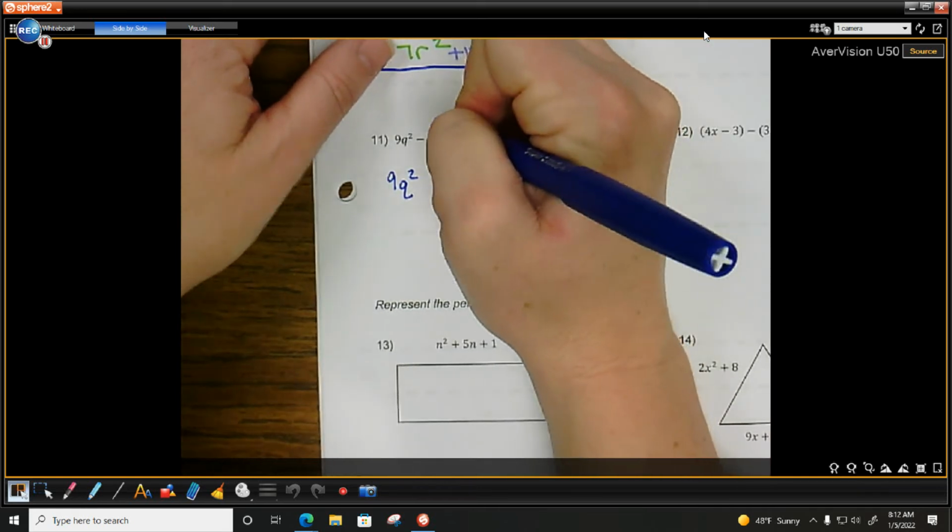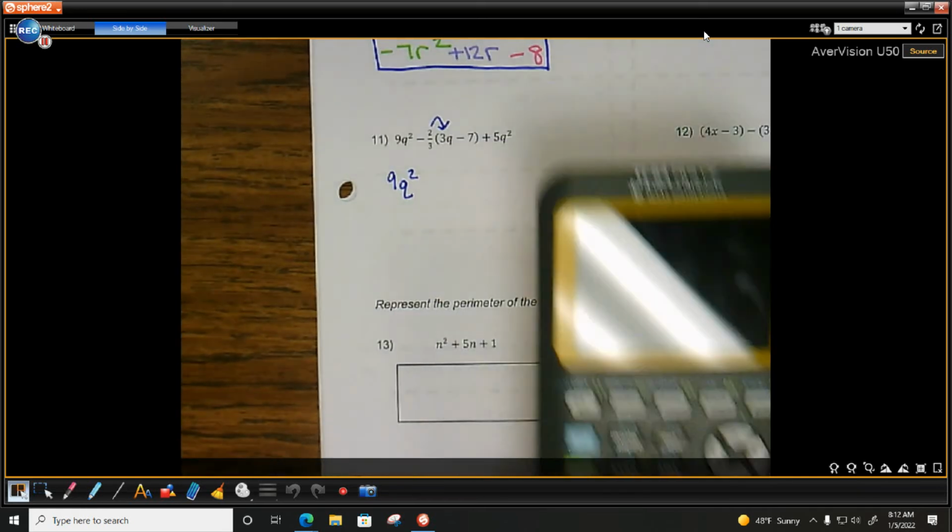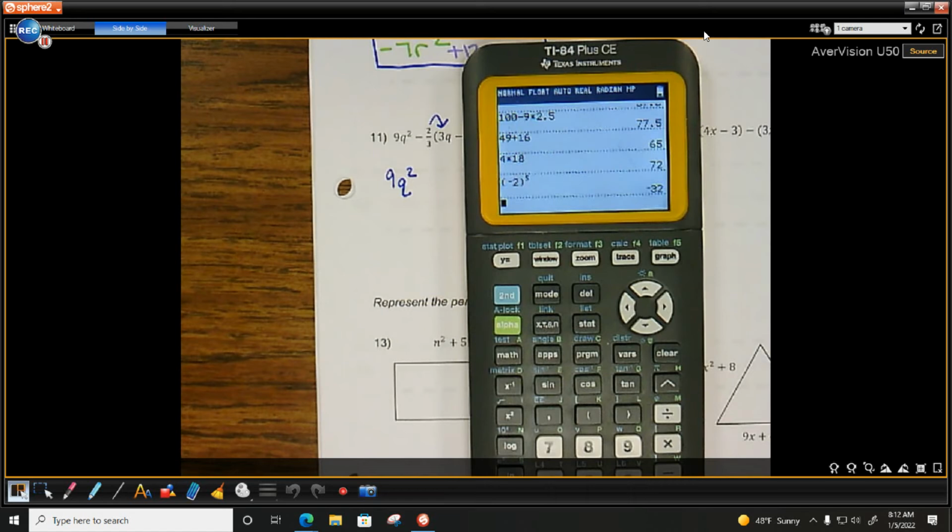Let's all go to our calculator to help us remember how to do fractions on our calculator. Let's all go to our calculator because, again, we haven't used them in like 3 weeks. Okay, so I'm going to do negative. How do you put the fraction in?